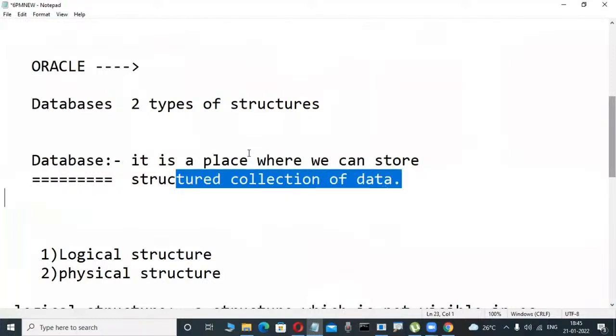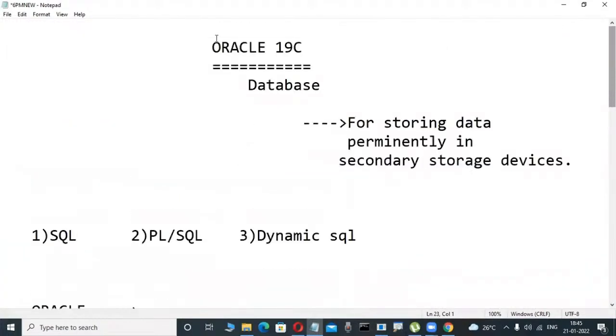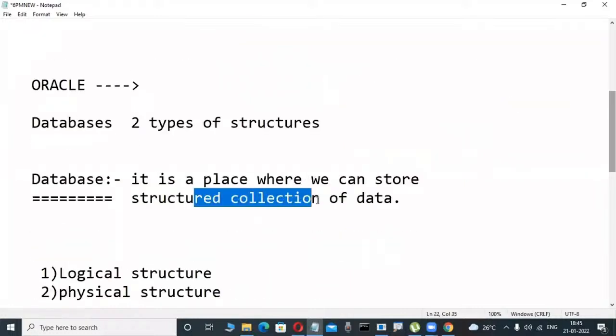Understood? Now, Oracle is a product from Oracle Corporation. In our course we are learning the 19c version only. This is a database product. If anybody asks what is a database, as developers we say it is a place where we can store a structured collection of data. That is the logical side.